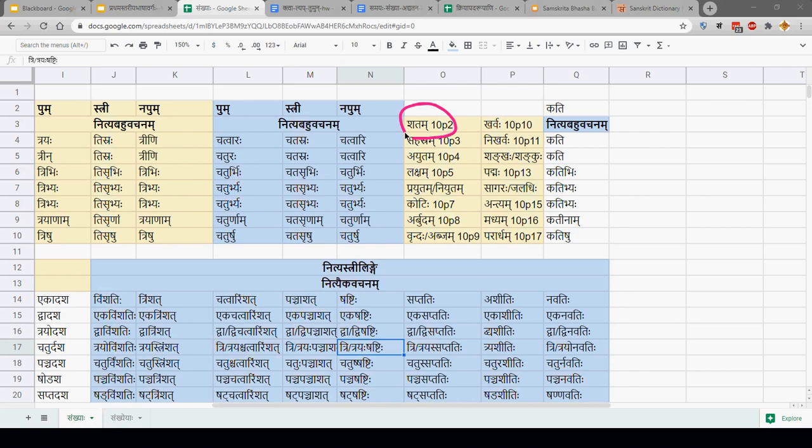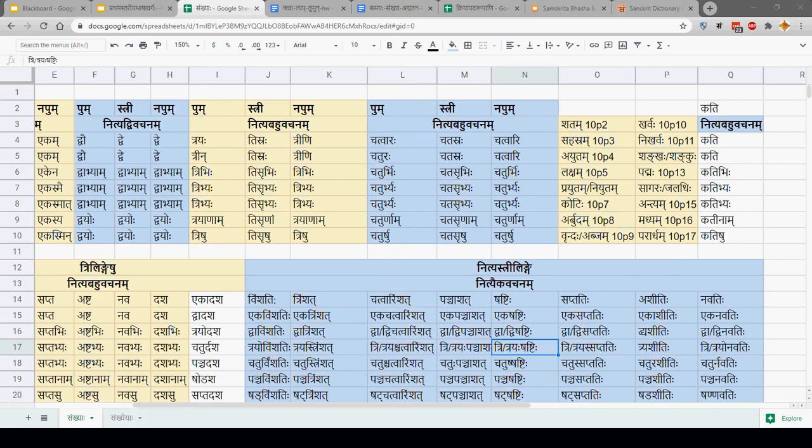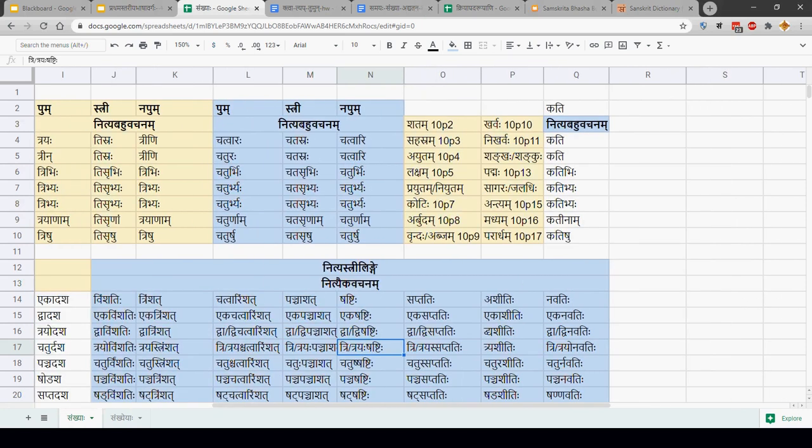Based on the gender, the change happens only for the first 4: Eka, Dvi, Tri, Chatur. For the others, it does not change the form. Okay? So we have Shatam onwards. If somebody is interested, they can go through that later. But now, what is this Kati? We have Kati here. Katham, we know, means how. Right? Katham is how.